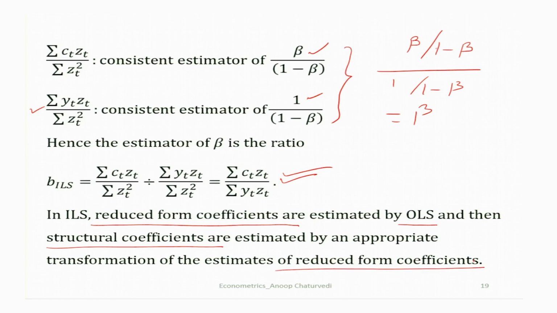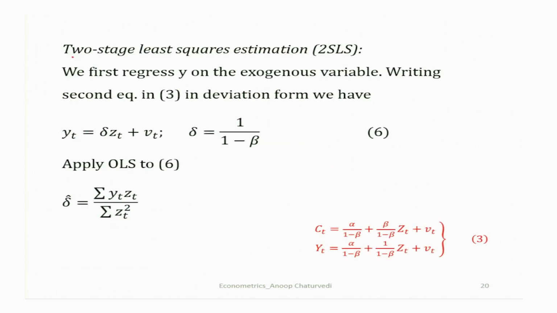So, for example, here we have divided the estimator of this reduced form coefficient by the estimator of this reduced form coefficient, and then we get the estimator for beta. So, this is the method of indirect least squares. Now, we consider the method of two-stage least squares.